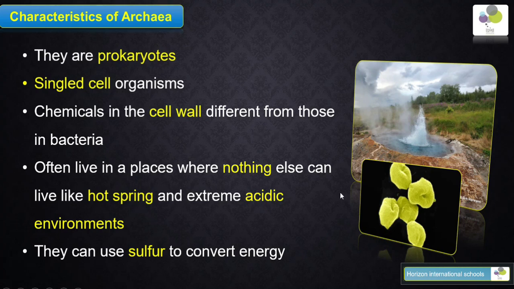And one important thing to mention in archaea, they can live in a place where nothing else can live. So they can live in extreme acidic environments. They can live in hot springs. The scientists found archaea below the ground at 8 kilometers. The scientists also found archaea in the volcanoes and extreme places. And finally, they can use sulfur to convert energy and use it. Okay, so these are some characteristics of archaea, which is related to the prokaryotes.